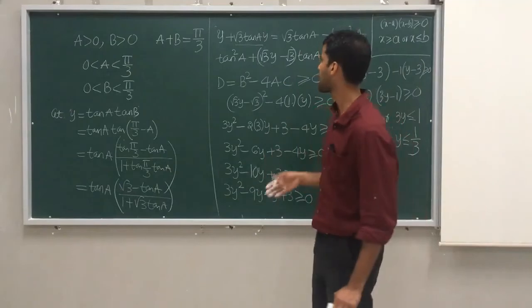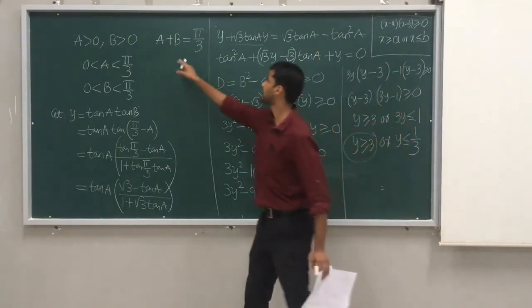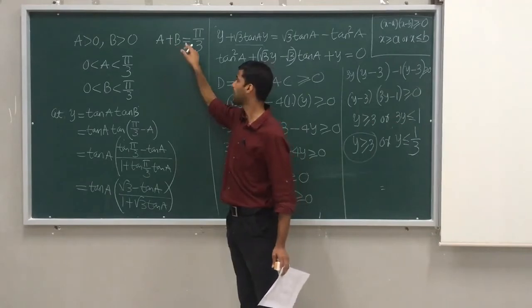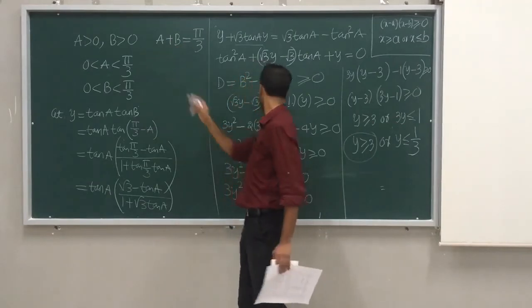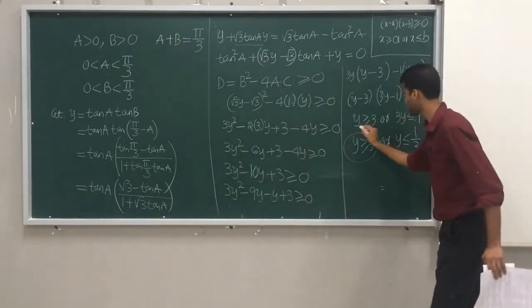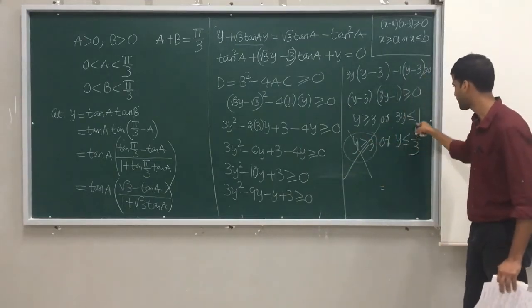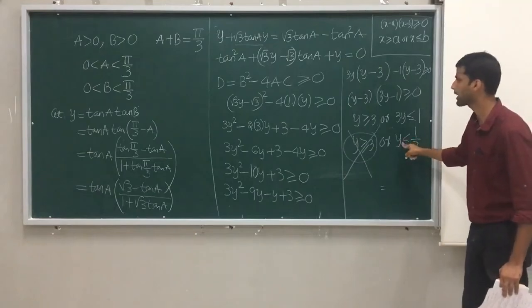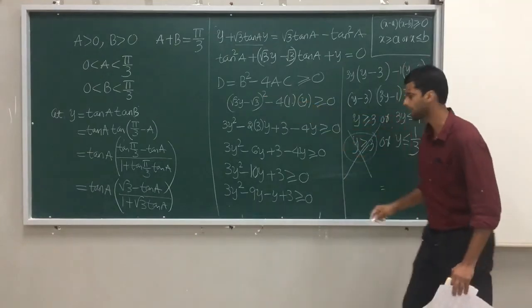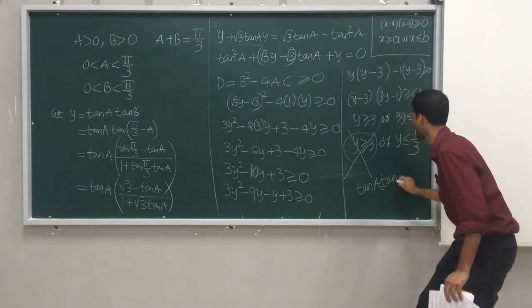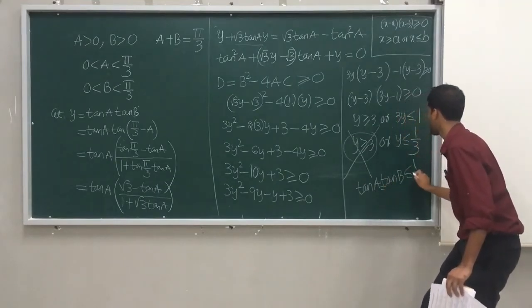But I can't take pi by 3, because to get pi by 3, I need to substitute B as 0, which I can't do because they told more than 0. So its value is not more than pi by 3. This is not a valid answer. So obviously y is less than or equal to 1 by 3. Because what is y equal to? I took y as tan A tan B. Therefore this answer is tan A tan B, which is less than or equal to 1 by 3.